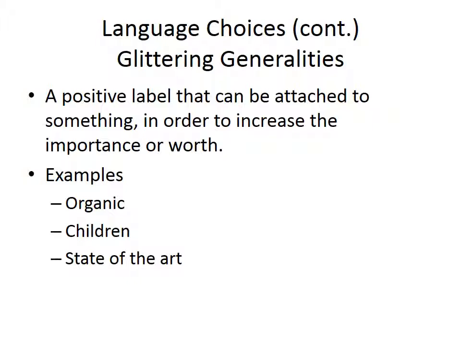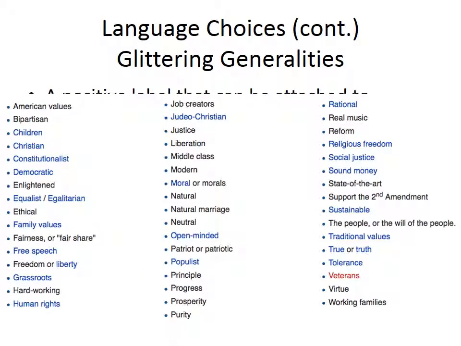Going back to Wikipedia, American values, children, as I said. Libertarian, which is interesting. I don't think you got Democratic over here, but I don't think I see conservative this time. Social justice, traditional values, open-minded. All of these things bring up much more positive imagery.